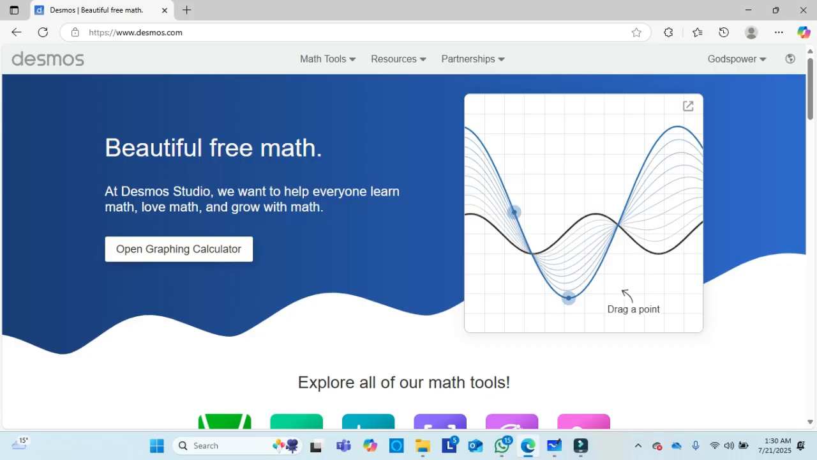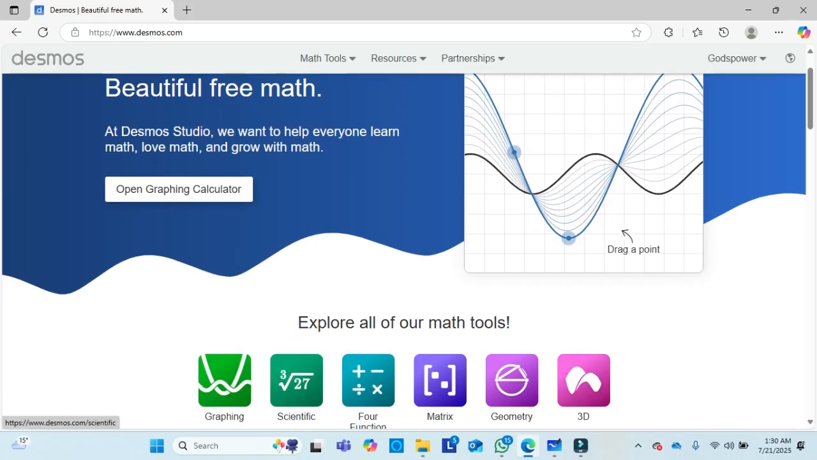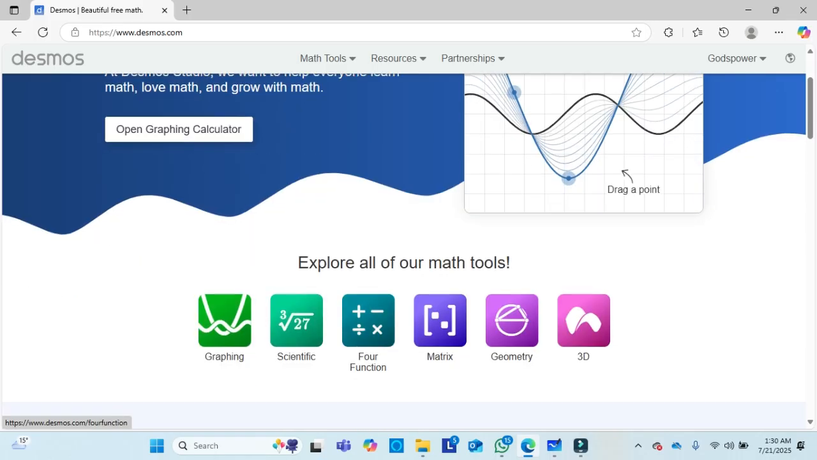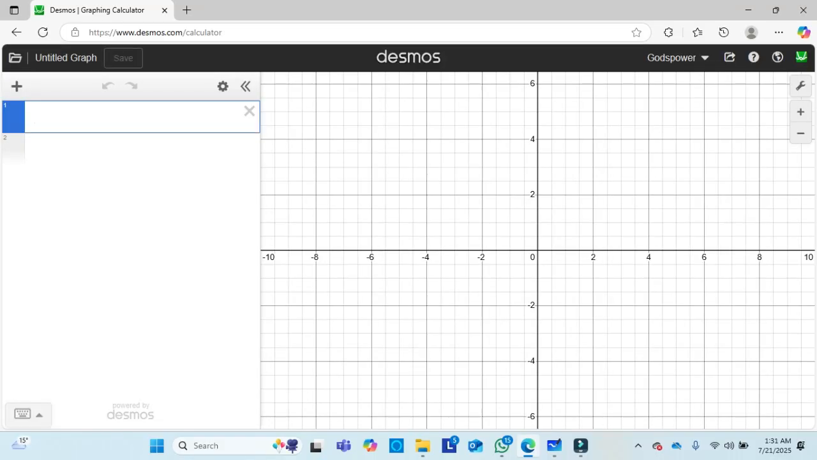Then after that, these are the things we can explore with this: graphing, scientific, functions, matrix, geometry, 3D. In my next video, I'll be talking about matrix. So let's go with the graph.